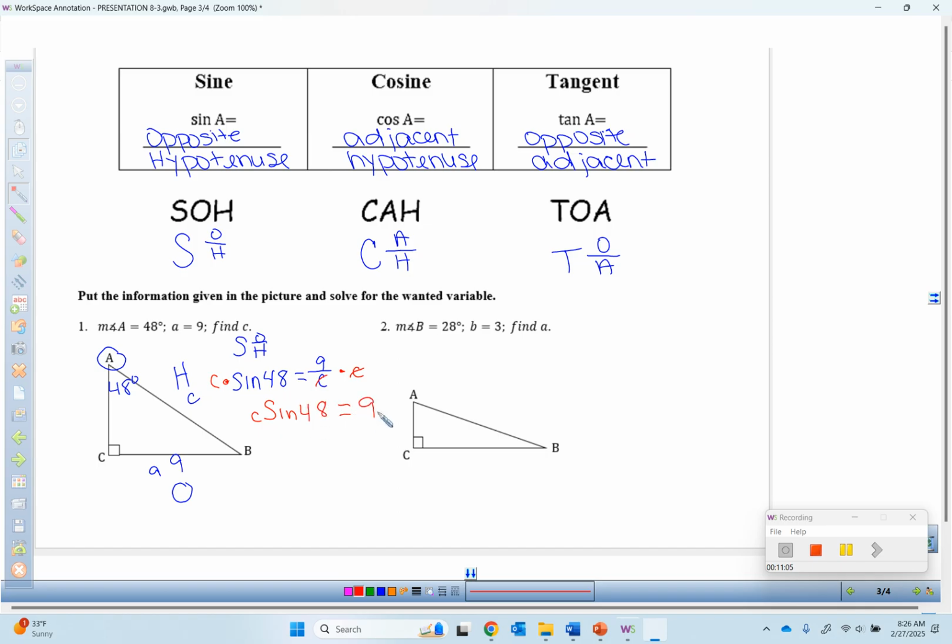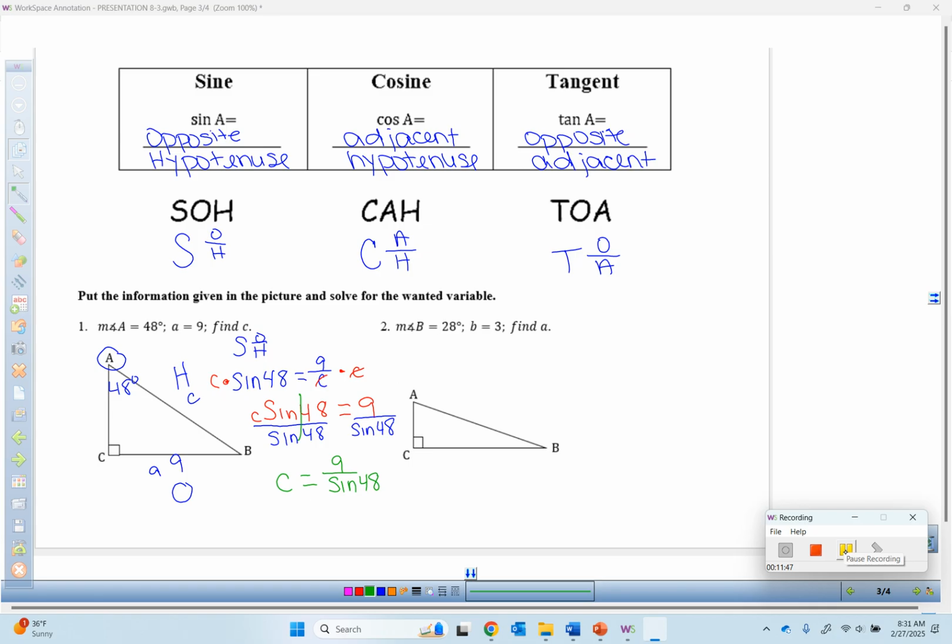equals 9. And I'm still trying to get C by himself. So what do you think I would do to get C by himself? Divide by sine 48. And if I do it to this side, I have to do it to this side. Okay? And that's what lets these cancel out, and that leaves me with C equals 9 divided by sine 48. Okay? So at this time in your calculator is where you put 9 divided by sine 48.